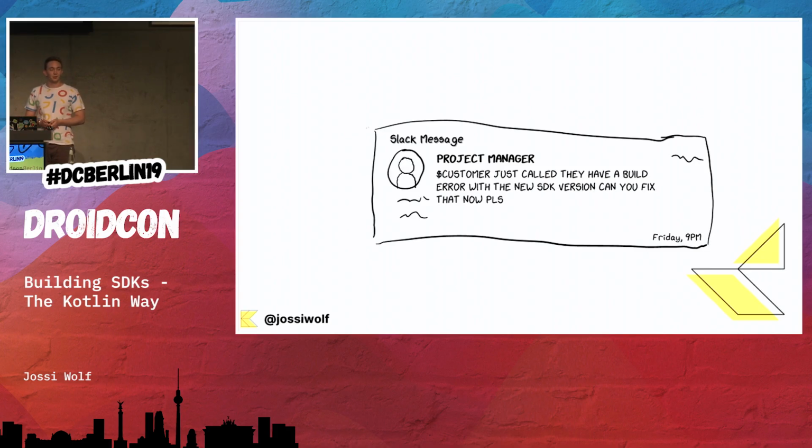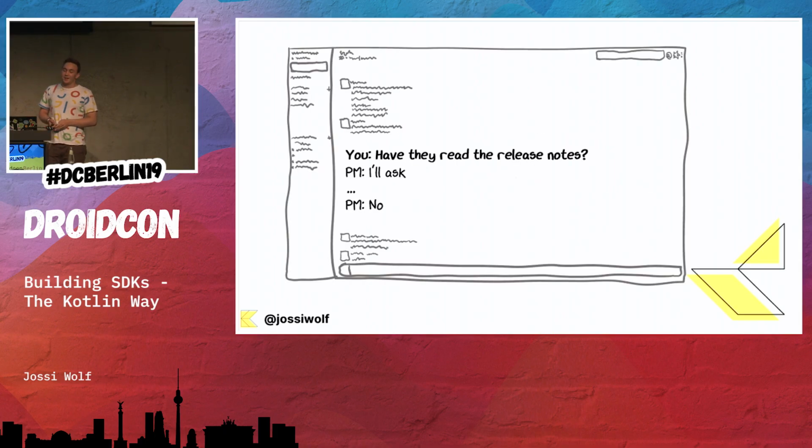You go into your Slack, even though it's Friday evening, because you think, all right, maybe I made a mistake. And you ask, hey, have they read the release notes? All right, ask. No, they haven't. Wow, what a surprise, right? Which is the moment at which you think, hold up, could I have handled this differently? Could I have done more than putting it just into the release notes?